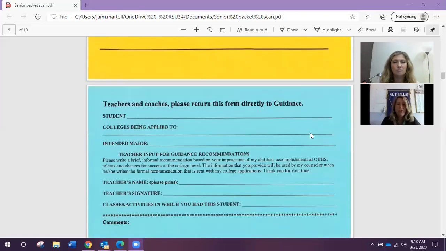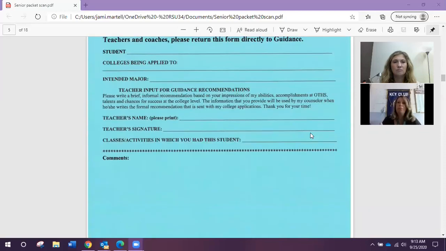All right, the next sheet. There's going to be 3 of these. They're the same thing. So we literally call these the blue sheets. These sheets are recommendations that you're going to give to teachers to fill out about you.